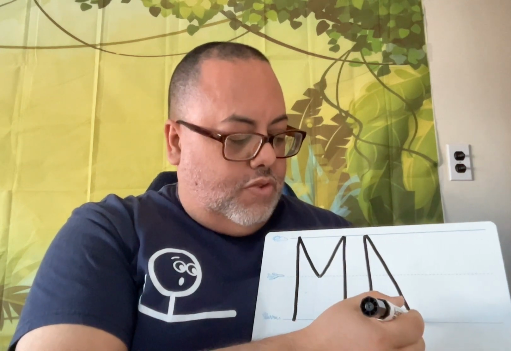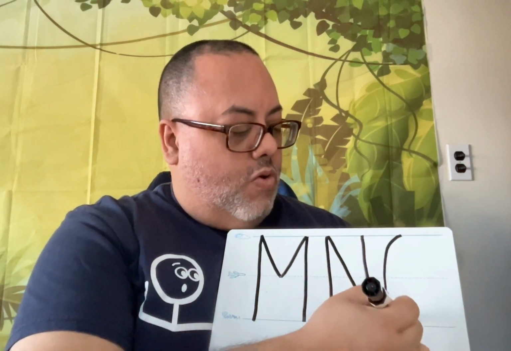Let's go with capital M. You start on the sky, come down to the grass. Pick your marker up, go diagonally to the plane line. Go up again in a diagonal form to the sky, and then come down completely to the grass. And that's capital M. Capital N starts on the sky, comes down to the grass. Pick your marker up and go diagonally down to the grass, and then come up to the sky. And that's capital N.